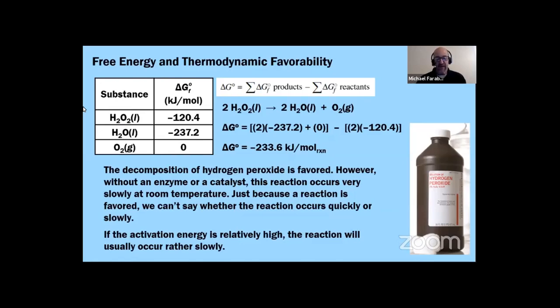So remember that in general, thermodynamics will only tell you if it's favored or not, but it says nothing about the speed with which the reaction occurs. In general, if the activation energy tends to be relatively high, then the reaction will usually occur rather slowly. So if you are asked a question, explain why, although a reaction is favorable, it doesn't seem to occur at a very observable rate, you could talk about the activation energy being high, and that's why the rate of the reaction is slow.